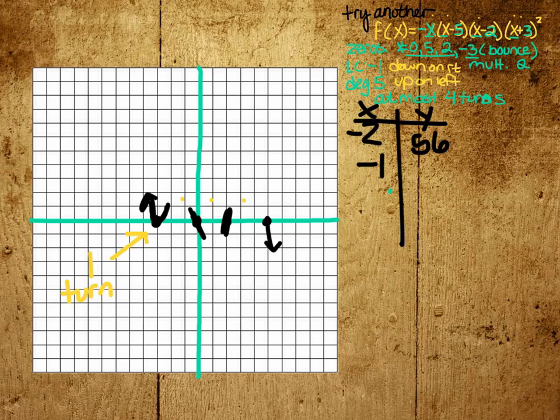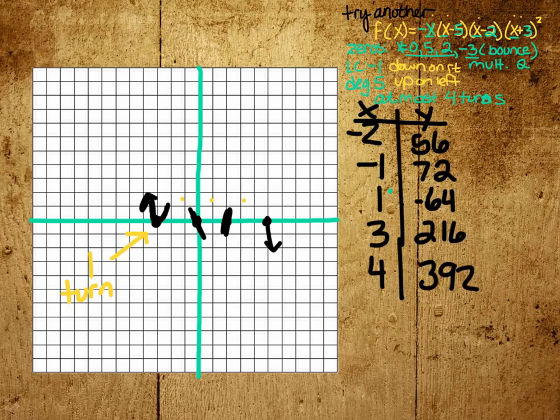I'm going to plug a -1 in for x. I'm going to get a 72. That's even higher. And then at 0, we're back at 0. So it's going up really high. Let's plug in a 1. If I plug a 1 into the function for all the x's, I get negative 64. At 2 it's 0, so if I plug in a 3 into all of this, we're going to end up getting 216. And if I plug in a 4, I'm going to get 392. It's a tall, tall graph. And then at 5, it's jumping right back down to 0.